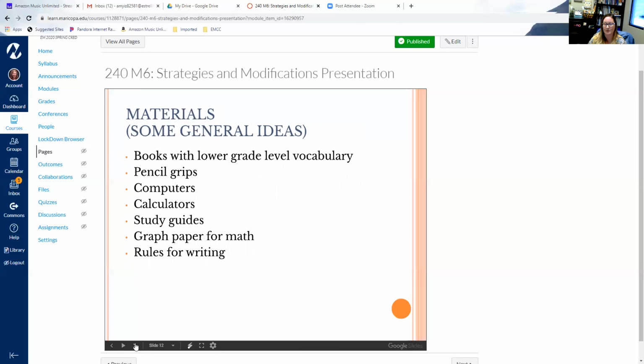So we have to think about how we could modify the materials in thinking about their difficulties. We might provide some books at a different grade level with different vocabulary. We may use simple modifications like a pencil grip, or allowing them to type something on a computer versus handwriting, or using a calculator instead of doing math in a different way. Using different study guides, or a pre-filled something where they just have to fill in the blanks of information when they're taking notes versus writing down the entire piece of information.